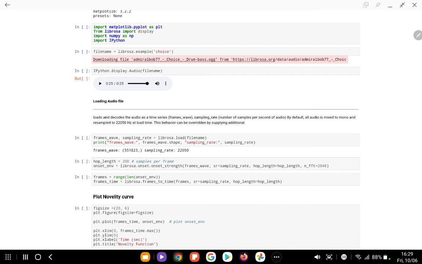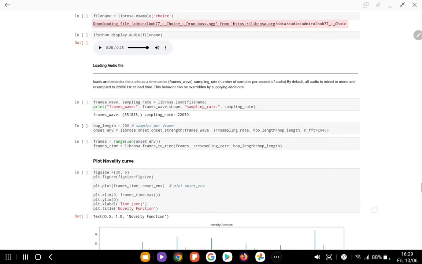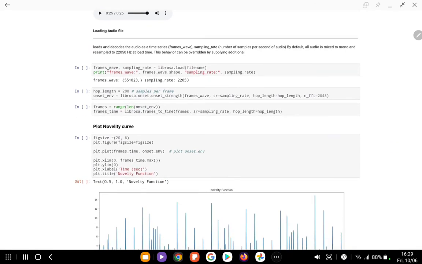So as you can see, the example contains lots of beat sounds, so it's a good candidate for onset and beat detection. The next step is to load that file name. For that we are going to use the load function. It will give us the output like frames, which is an integer containing all the data elements in the music file, and the sampling rate, which is in hertz. Right now the sampling rate says around 22,000 hertz.